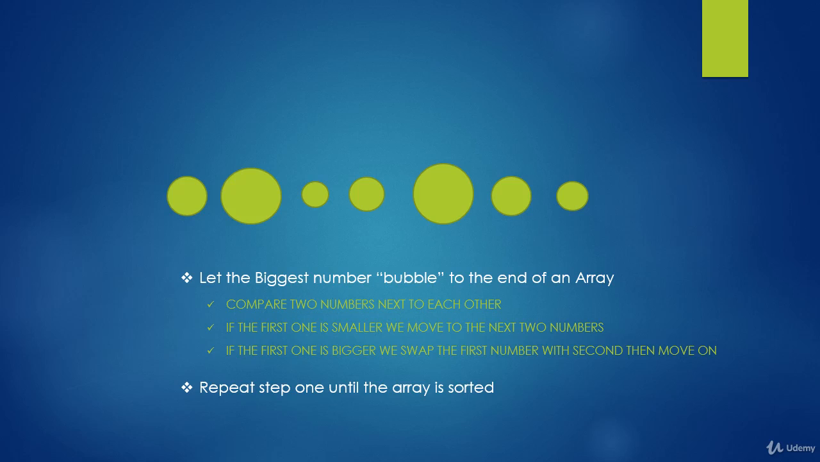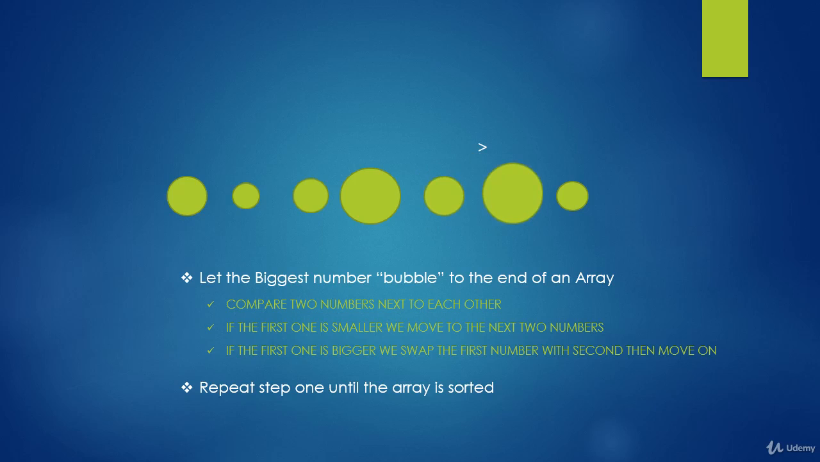We know that in a sorted array, every number must be smaller or equal to the number behind it. So we look at two numbers next to each other and check that the first one is smaller or equal to the second one. If the first one is smaller or equal, we continue with the next two numbers. But if the first one is bigger, we swap them and continue with the next two numbers. And when we reach the end, the last number will be the biggest. I think you got the idea.